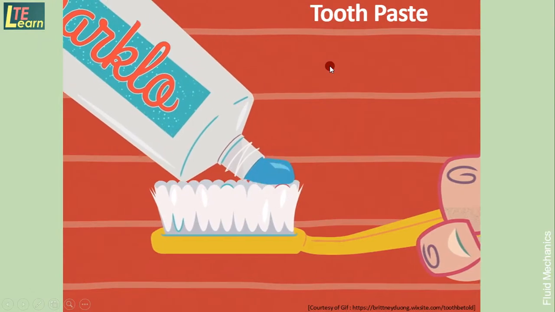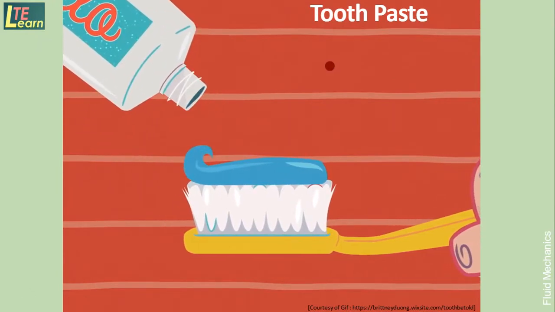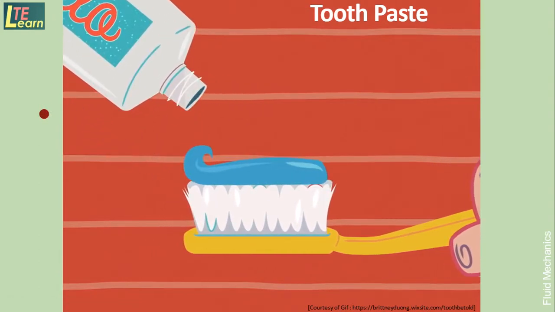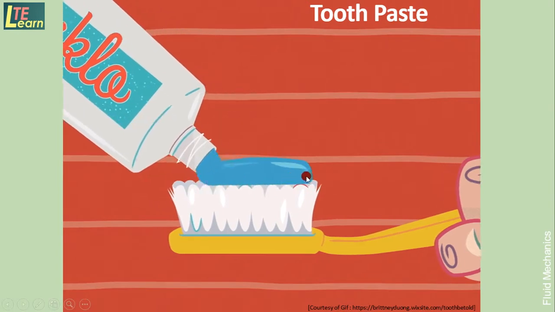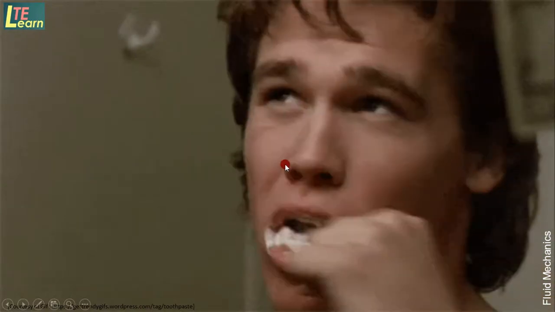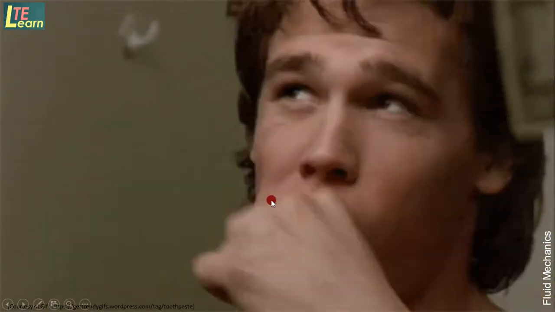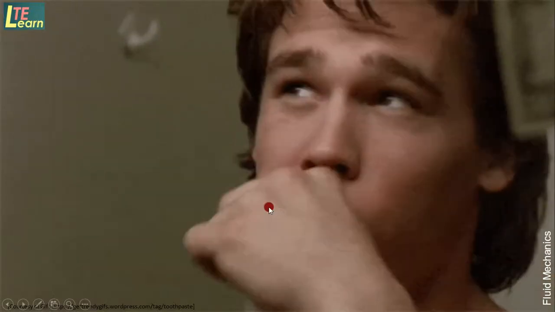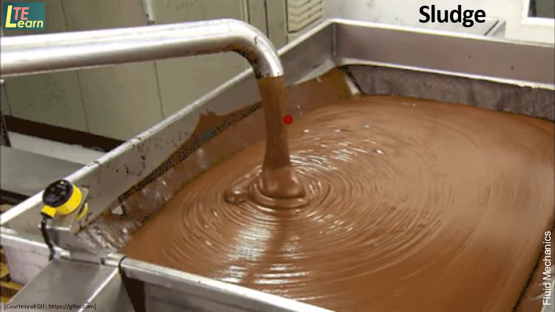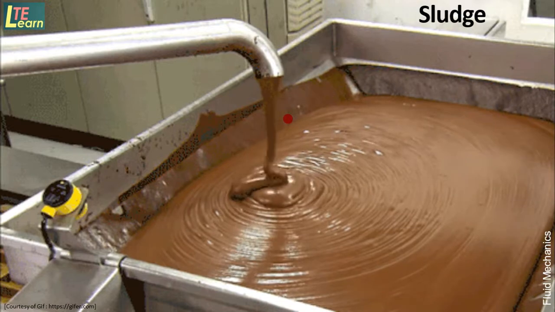The example of a Bingham fluid is toothpaste. When the toothpaste is applied on the brush, we don't find deformation, but when the applied shear stress exceeds the yield stress, it starts flowing while we are brushing. Likewise sewage and sludge are examples of Bingham fluid.